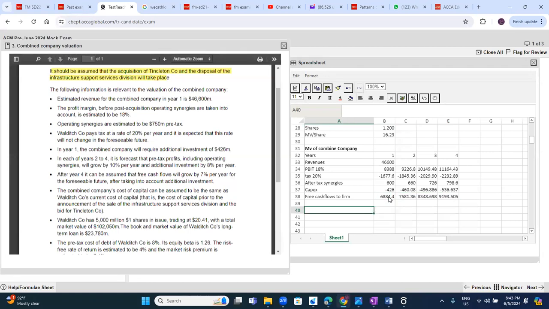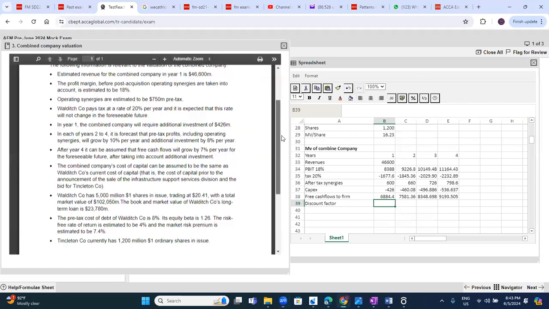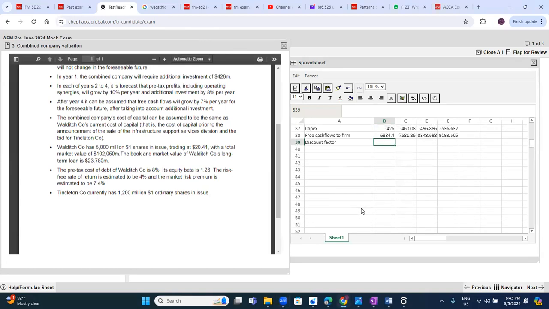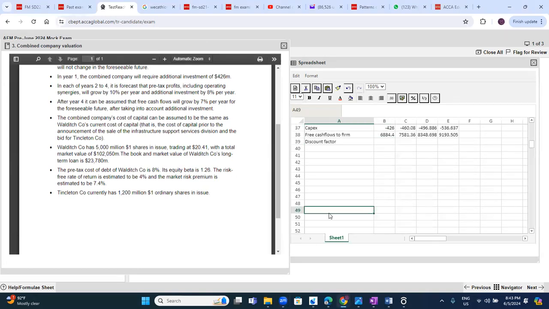Okay. Then present value: what is the discount factor? Discount factor is given. The combined cost of capital can be assumed to be the same as the W company current cost of capital. Okay, we need to calculate that. No, it's not 13. 13 was the cost of capital of 10 company. We need to calculate the cost of capital of W company. That is different. Okay, so let's go to the working.